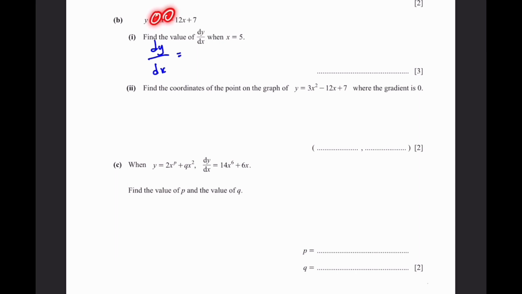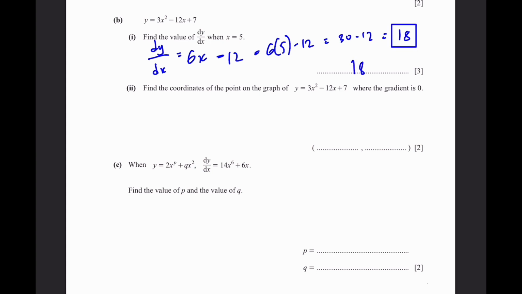So this one, 3 into 2 is 6. 6x to the power 1, which is 6x, minus 12, because when we take this 12x, that means it's minus 12x to the power 1. 1 minus 1 becomes 0. So when it becomes 0, that means the x is cancelled out. Only 12 remains. And this one will be completely cancelled since it does not have an x. So that means it'll be 6 into 5 minus 12, which is equal to 30 minus 12, which is 18.